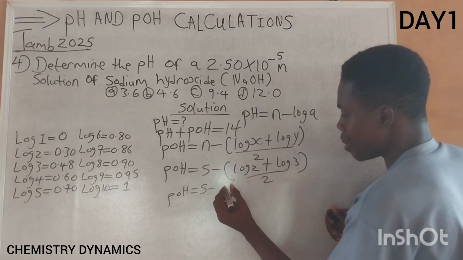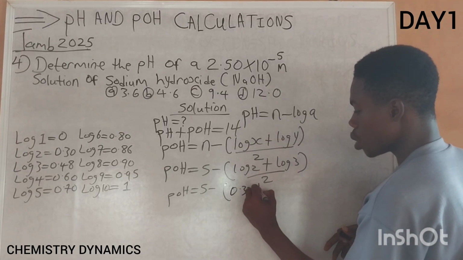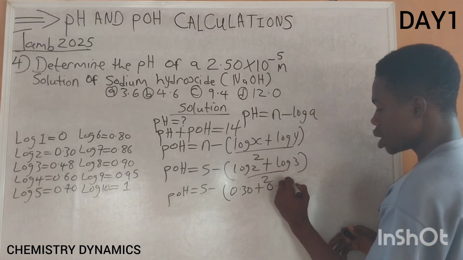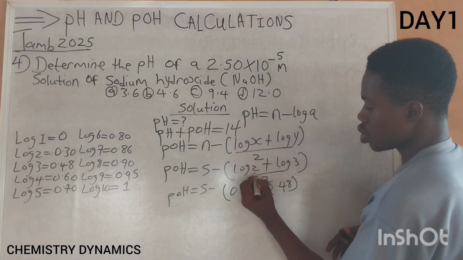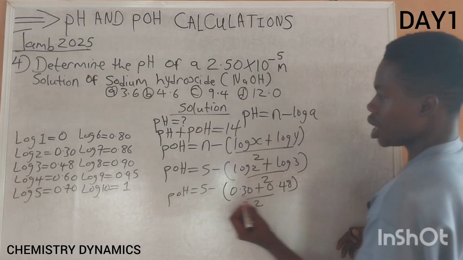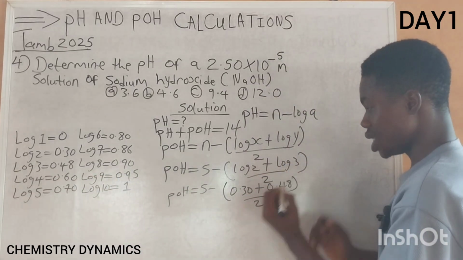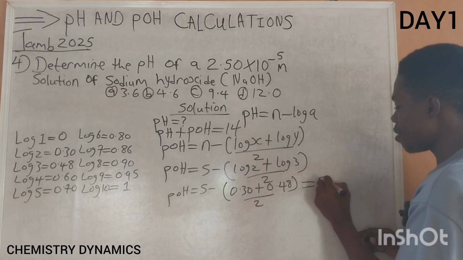So it will be 5 minus open bracket. Now log 2 is 0.30 plus log 3 is 0.48. Close the bracket, everything divided by 2. Log 2 is 0.30, log 3 is 0.48. Get used to it. Then everything is equal to 5 minus.